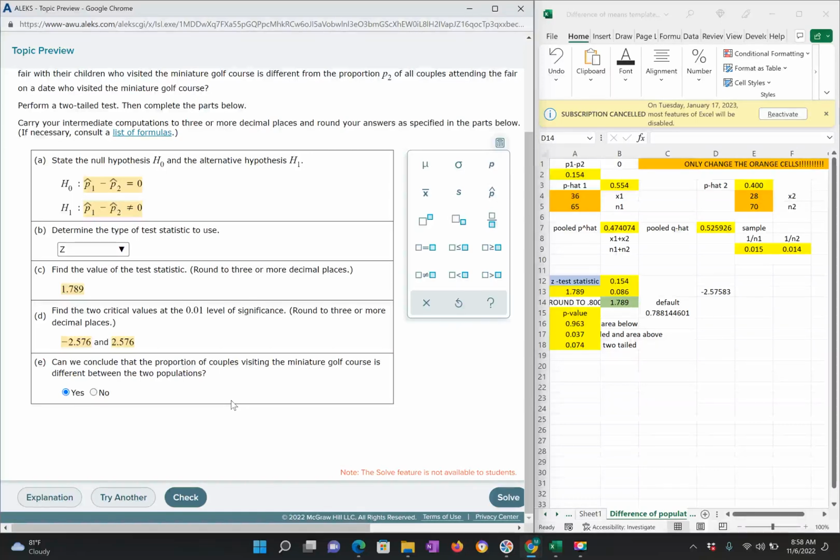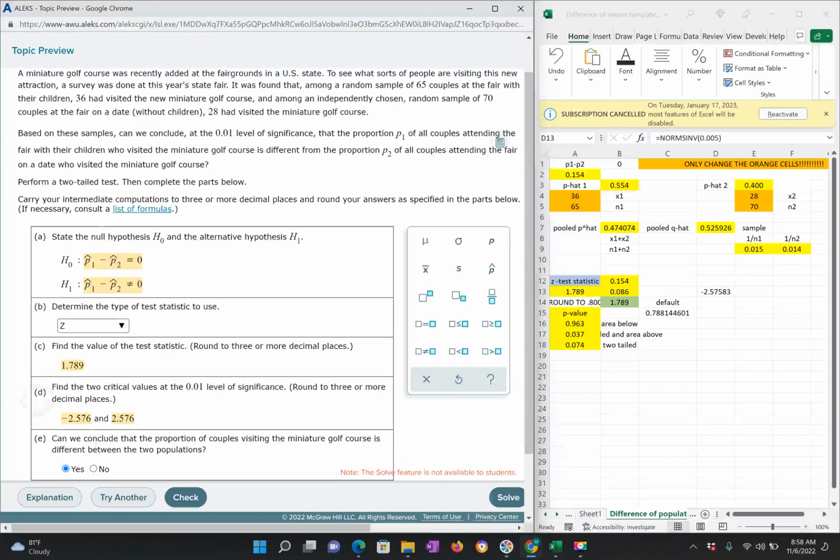Okay, so if you notice, everything is there for you. The 1.789, which is our test statistic, your inverse norm, you're going to have to solve for. And that's right here. So if I double click on it, you can see up here in the tab, it shows very clearly. And that's all you need for this one.